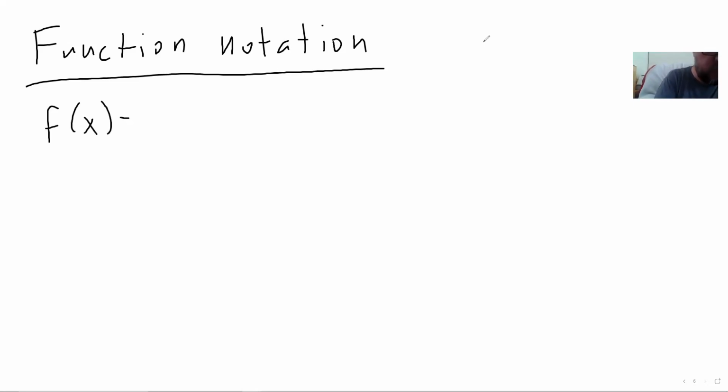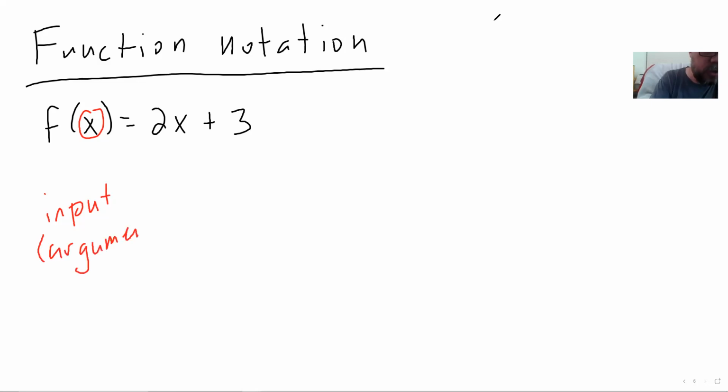So we'll start with a simple one. f of x equals 2x plus 3. This is the input, also called the argument. Not sure why, but that is what it's called. And that x that I've circled in red is also this x that I've circled in red. Whatever goes inside the parentheses by the f is what goes in the variable in the expression.